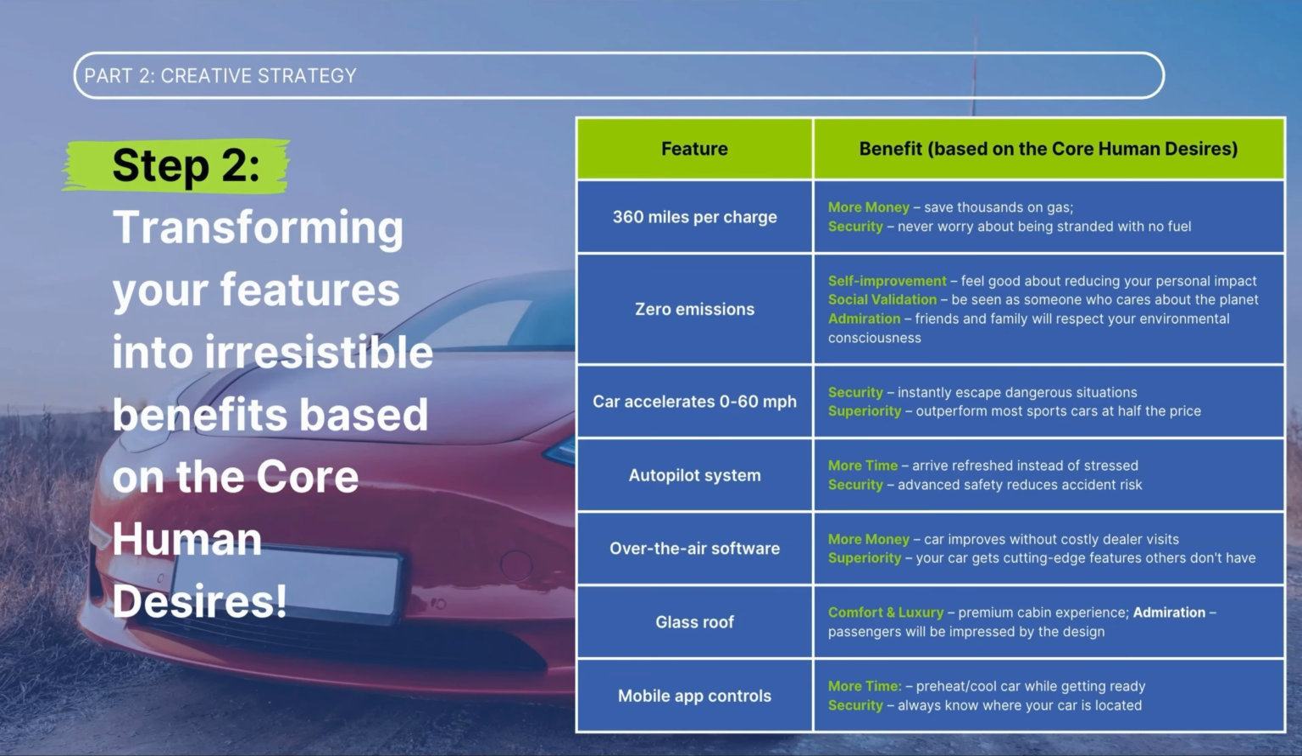So, the second step is to transform your features into irresistible benefits based on the core human desires. Let's go back to the Tesla Model 3 in Ultra Red and transform each product feature into a benefit based on the core human desires. With 360 miles per charge, you'll save thousands on gas, more money, and you'll never worry about being stranded with no fuel, security. Thanks to zero emissions, you can feel good about reducing your personal impact, self-improvement, and be seen as someone who cares about the planet, social validation, and also earn respect from your friends and family for your environmental consciousness, admiration.